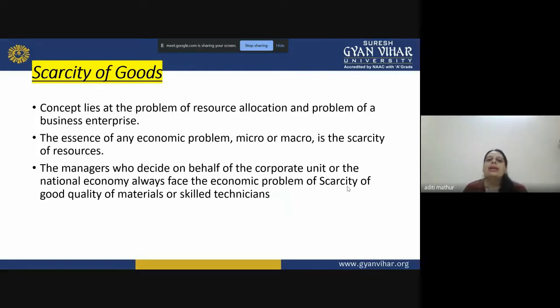The essence of an economic problem, that is micro and macro, is the scarcity of the resources, right? The managers who decide on behalf of the corporate units or the national economy always face the economic problem of scarcity of good quality materials or skilled technicians, right? So this is always a problem which a manager has to face, and he has to take a decision on it.